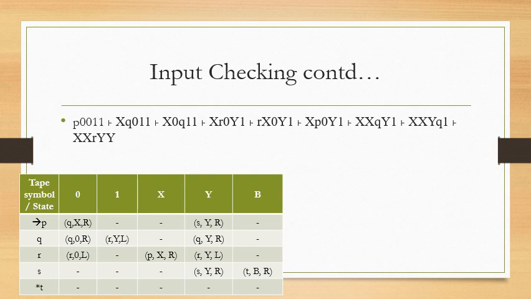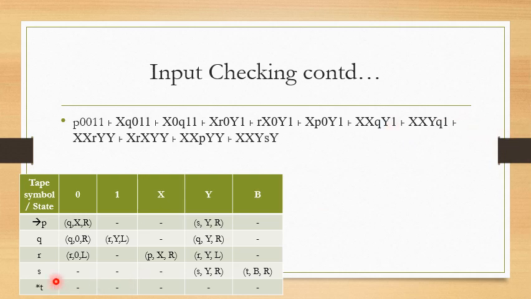Then from R I am reading a Y. It will go to the left till you reach an X. So it is XRXYY. From R I am reading X, so I have to move to state P and the right direction. So XXPYY. From P I am reading a Y. When I read a Y, I move to the new state S, Y stays Y, and the direction is right. So XXYSY.